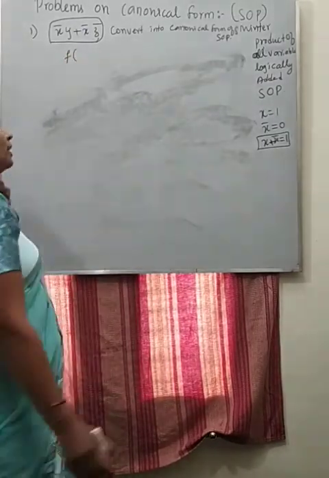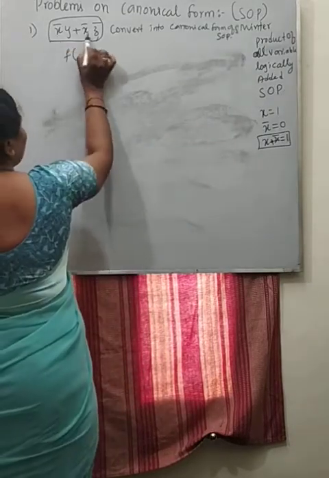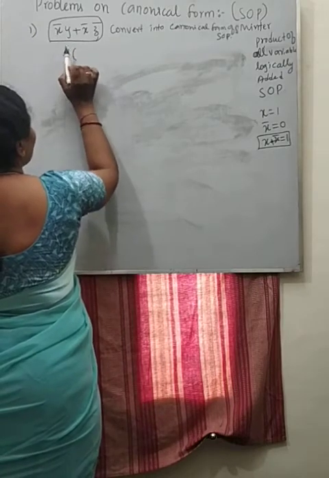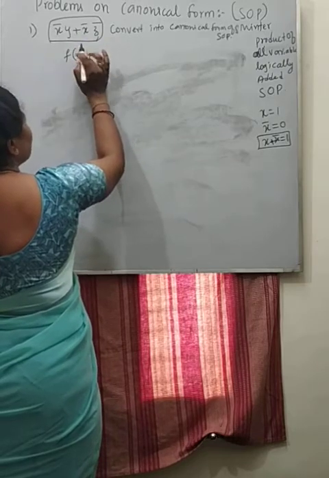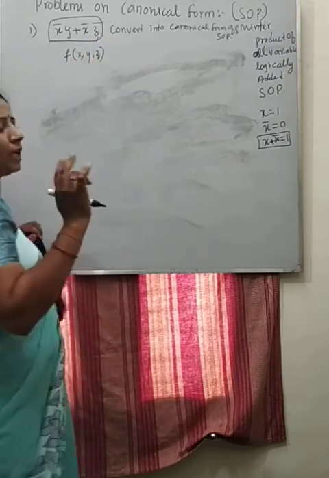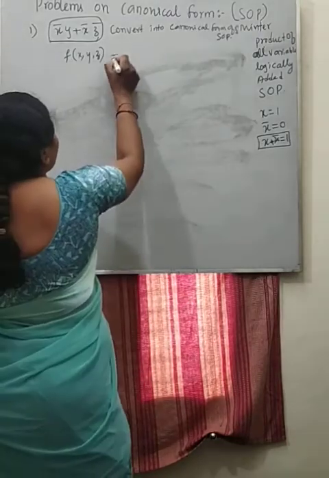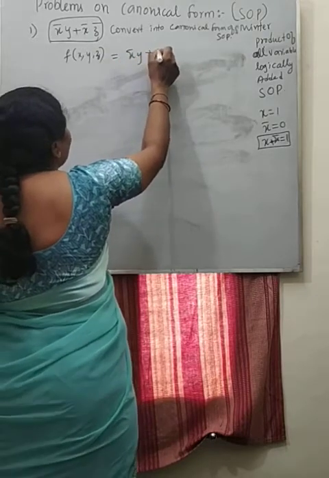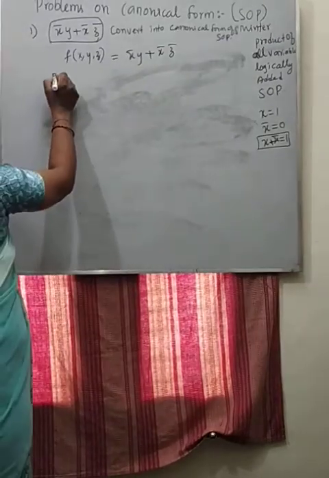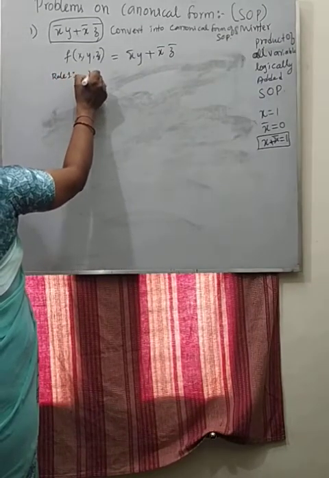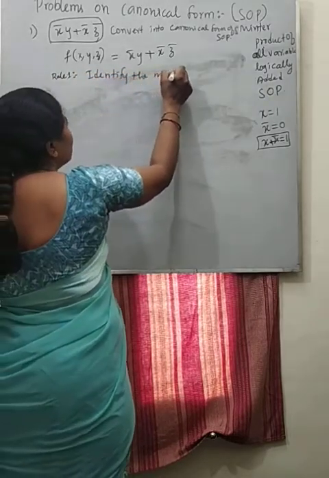How can I identify the missing variable? Check the expression, how many variables are there. X is there, y is there, x complement, so x I have written, z, that means 3 variables. The given expression is in 3 variables: x complement y plus x complement z complement. Now you should apply rule number 1. What is rule number 1? Identify the missing variable in each term.